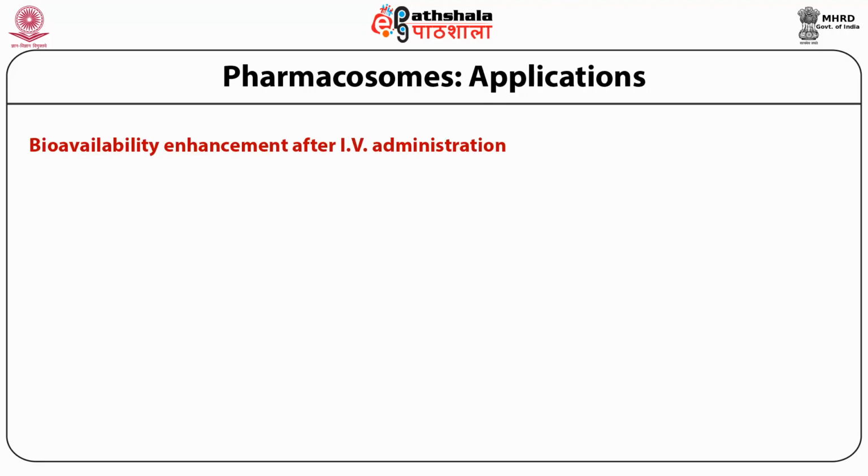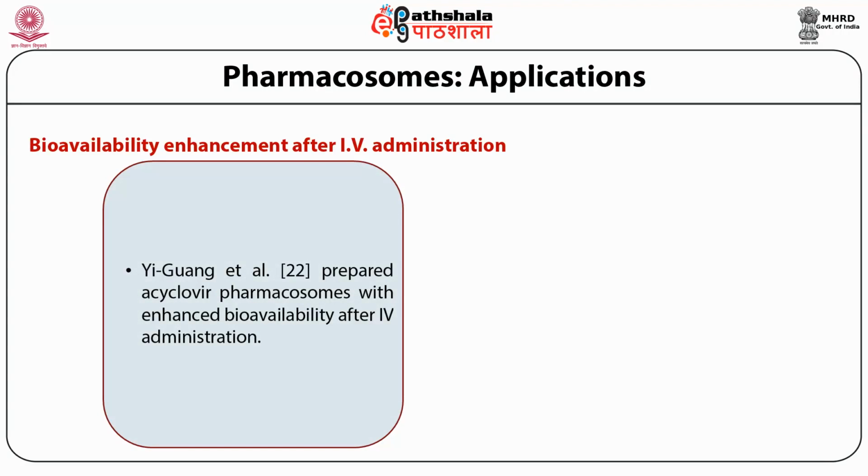Bioavailability enhancement using pharmacosomes after intravenous administration. Jung et al. prepared nanometric pharmacosomes of acyclovir using tetrahydrofuran injection. And in the rabbit model, it was noticed that the plasma proteins present in the blood absorb pharmacosomes and inhibit its interaction with erythrocytes, and hence there is a reduction in hemolytic action which is caused due to acyclovir.